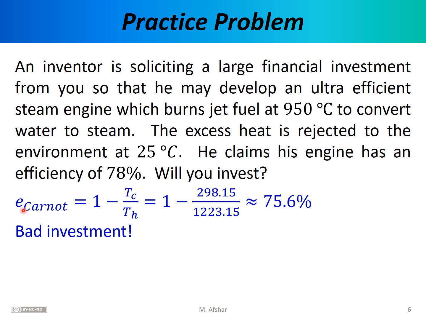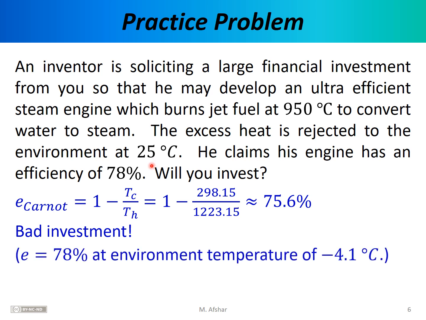It's interesting to point out that the efficiency of a Carnot engine does depend on the temperatures of the cold reservoir and the hot reservoir. In this particular case, we don't have much control over the temperature of the hot reservoir. If we are going to use jet fuel, then jet fuel has a very specific burning temperature, which is fixed at 950 Celsius. However, we can imagine operating this particular engine in a colder environment. For example, if you plan to operate this particular engine at the North Pole, then the environmental temperature might be much lower than 25 degrees Celsius.